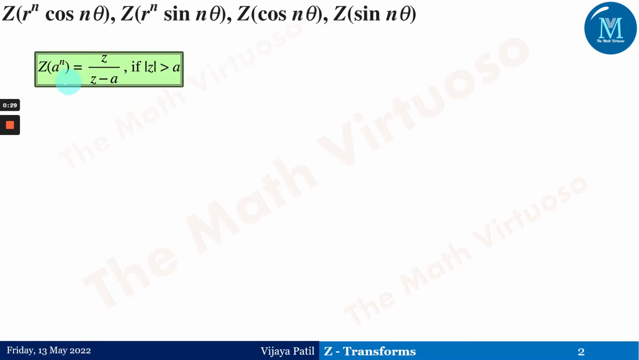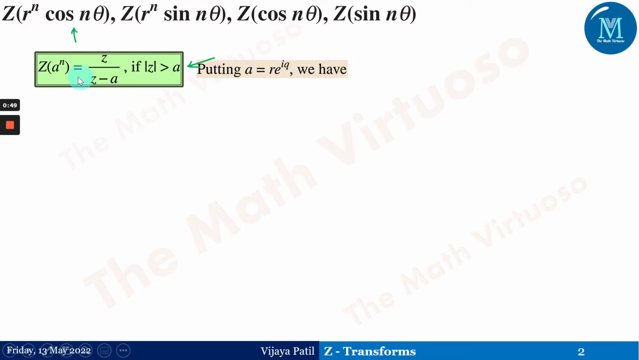Now, if you observe here, this is a very important result which we have done in the previous sessions. That is, the Z transform of a to the power n is nothing but z upon z minus a, and the ROC is mod of z greater than mod a. We are making use of this standard formula here to prove this particular formula.